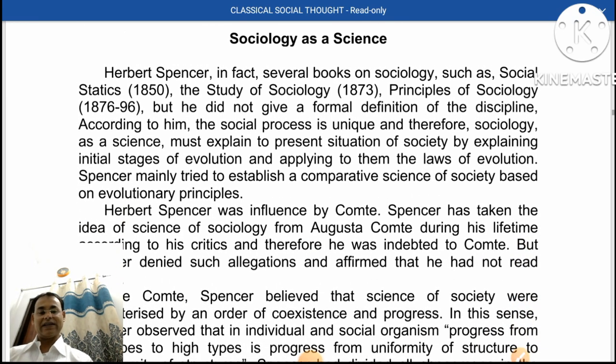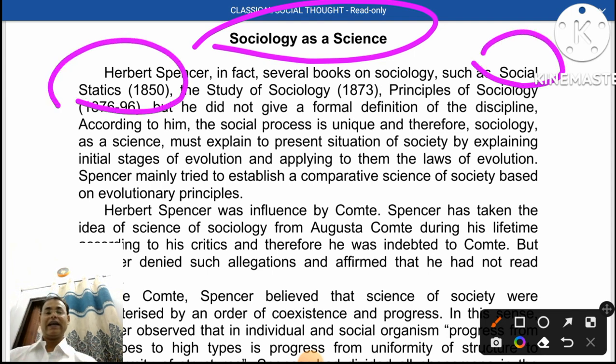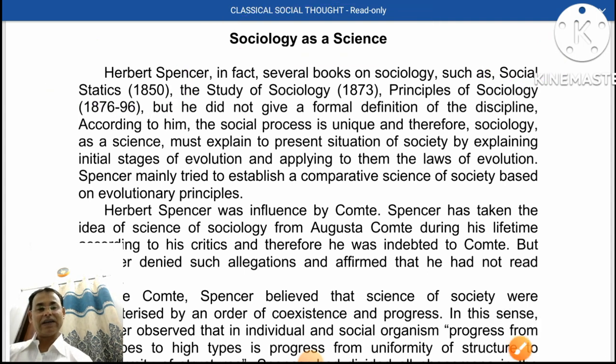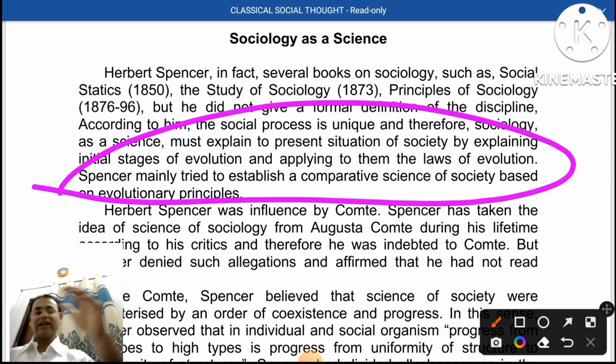Now, sociology as a science. Herbert Spencer discussed sociology as a science. Herbert Spencer, in fact, wrote several books on sociology, such as Social Statics, his very famous book, The Study of Sociology, and Principles of Sociology. But he did not give a formal definition of the discipline. According to him, social process is unique, and therefore sociology as a science must explain the present situation of society by explaining the initial stage of evolution and applying to them the law of evolution. Spencer mainly tried to establish a comparative science of society based on evolutionary principle.